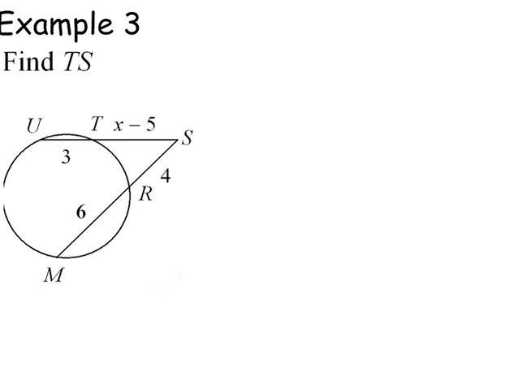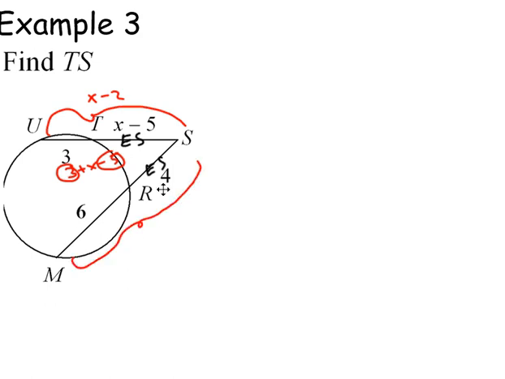Okay, last one. This one might take us a little longer, but our external secant is over here, and it's x minus 5. Our whole secant is going to be x minus 2. How did I get that? Look at it like this, right? I got to add the 3 and the x minus 5. 3 plus x minus 5 is x minus 2, right? When you combine those like terms, you're going to get that minus 2. The external secant here is 4. And the whole secant is 10. 6 plus 4 is 10.